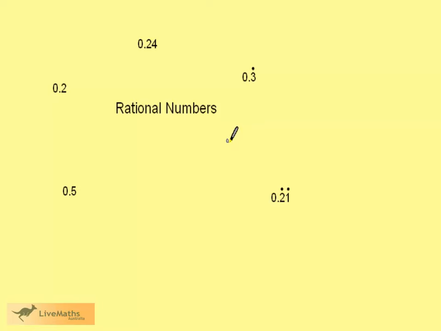In this section, we're going to be looking at rational and irrational numbers. A rational number is a number which can be expressed as a fraction. The clue is the word ratio within rational. We know that there is a relationship between ratios and fractions, so a rational number is a number which can be expressed as a fraction.